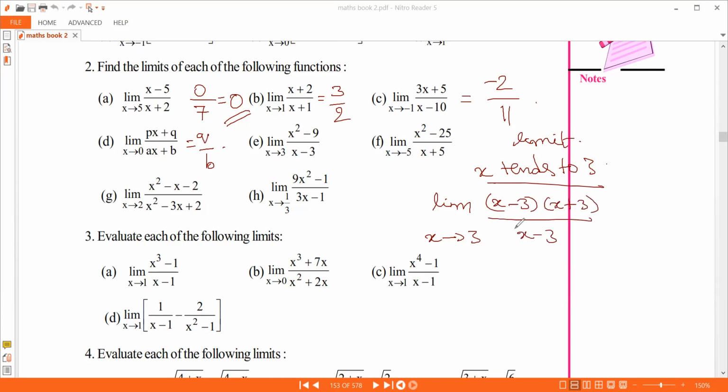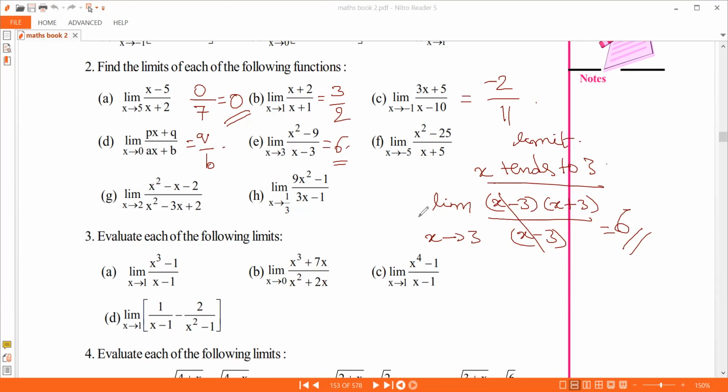Very good. Now, divided by x minus 3, we have to cut x minus 3 and x minus 3. So we get x plus 3. Lim x plus 3, which is 6. Yes, very good. The answer is 6. Fine. Yes. Next.